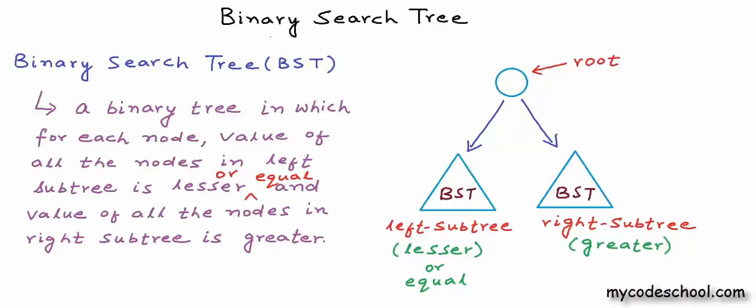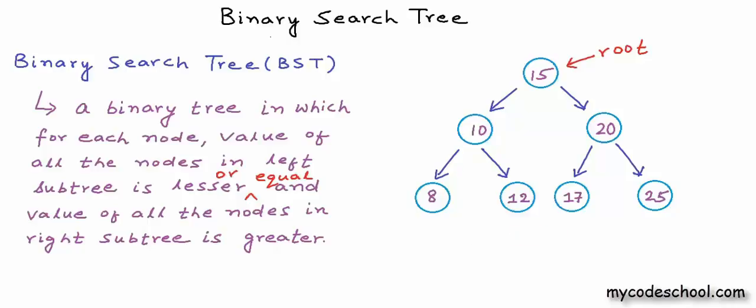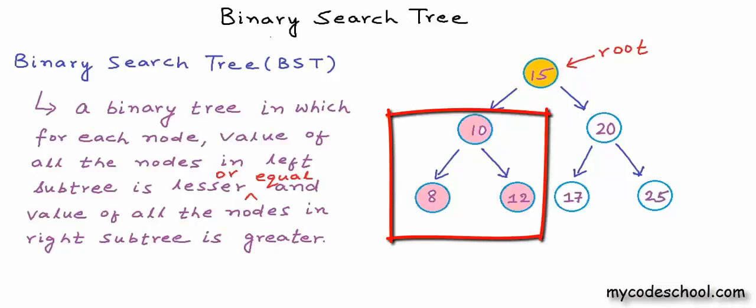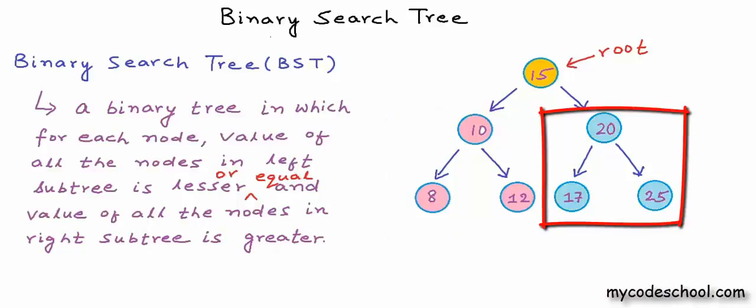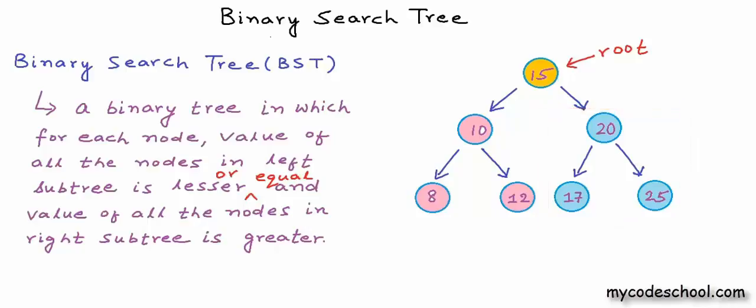I'll draw a binary search tree of integers. Now I have drawn a binary search tree of integers here. Let's see whether this property, that for each node value of all the nodes in left subtree must be lesser or equal and value of all the nodes in right subtree must be greater, is true or not. Let's first look at the root node. Nodes in the left subtree have values 10, 8 and 12. So they're all lesser than 15. And in right subtree we have 17, 20 and 25. They're all greater than 15. So we are good for the root node.